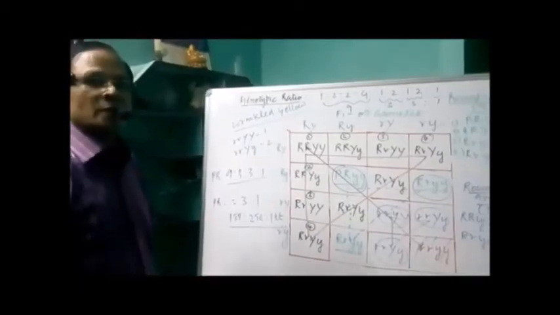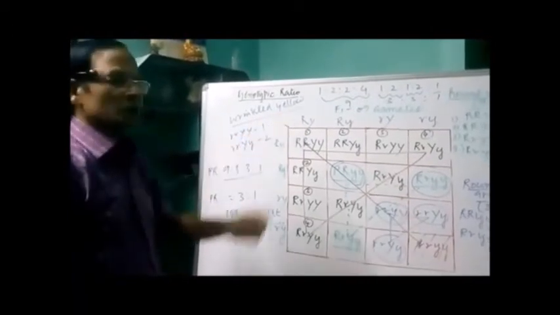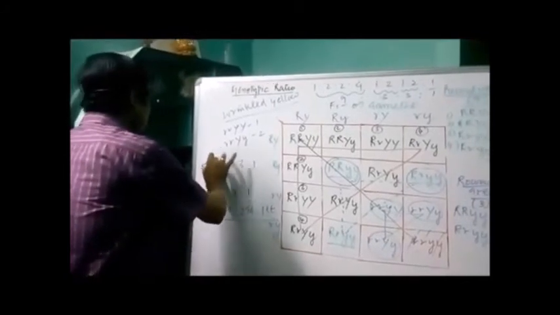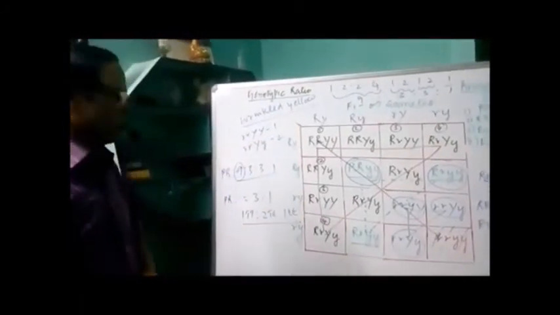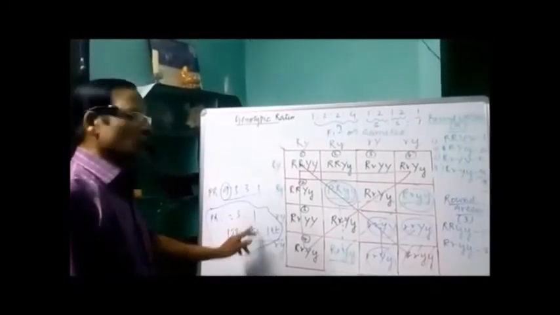The number of phenotypes is 4, but the total number of genotypes is equal to 9. How can you remember? What is the maximum number in the phenotypic ratio? That is 9. So we have 9 genotypes. If you are taking the monohybrid cross, it is 3 is to 1.